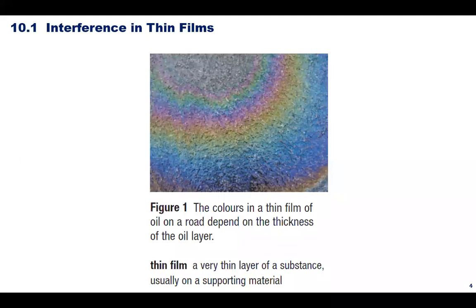All right, you may have noticed the colors of reflected light in a thin layer of oil in a puddle on a road, like the one shown here in figure 1. To understand why reflection from a layer of oil produces this colorful pattern, we need to understand the interference of light waves when they are reflected from or transmitted through a thin layer of material, often called a thin film.